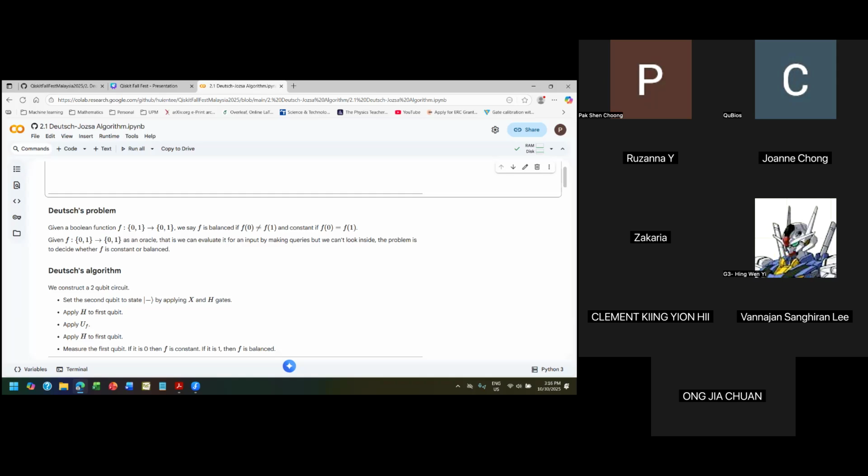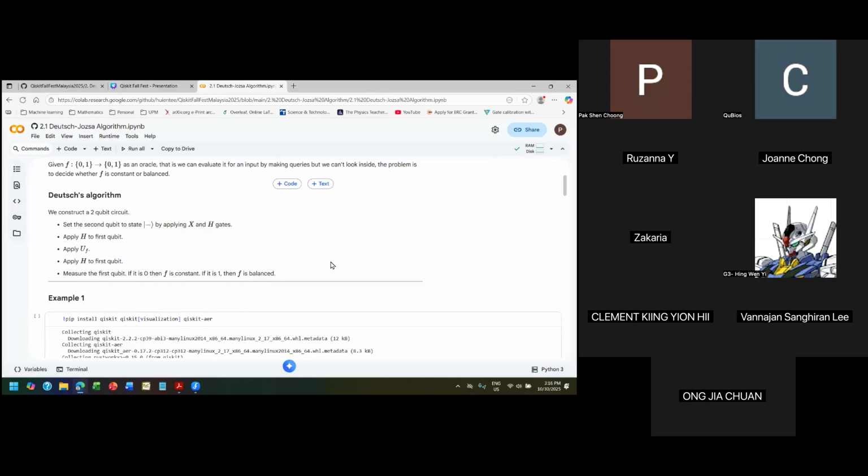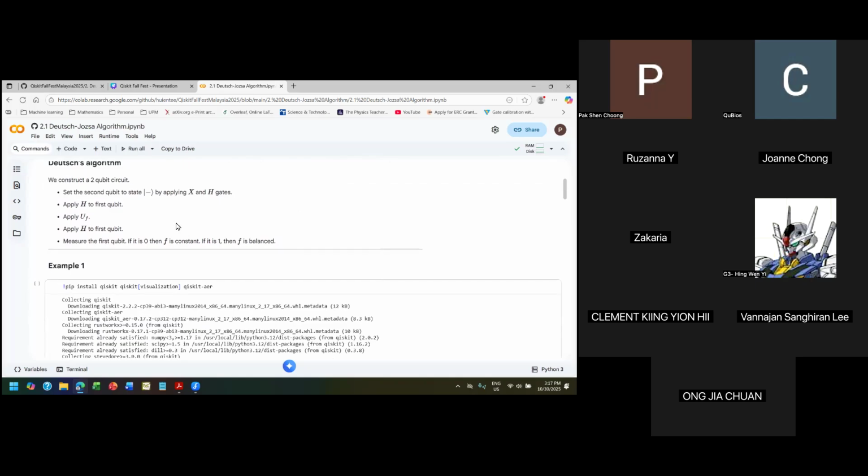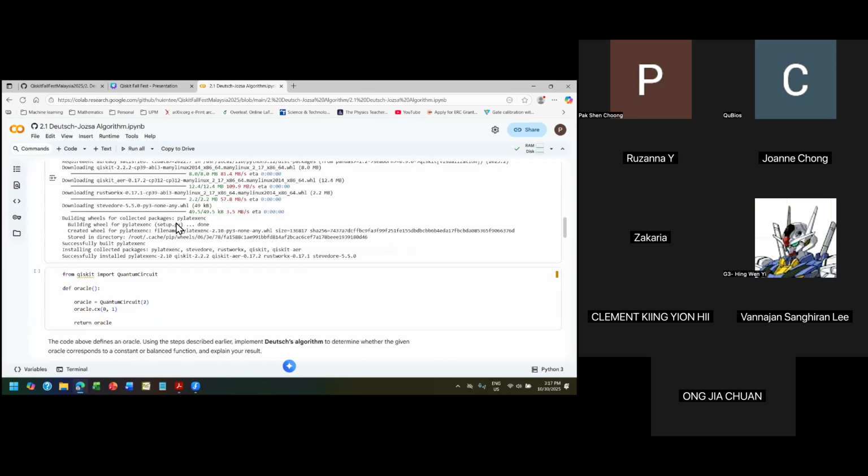But for now, we don't know whether this Boolean function is constant or balanced. Then we can use the Deutsch algorithm to query this oracle to know whether it is constant or balanced. So the steps are basically like this. I'm sure you have gone through the mathematical part just now, so I just listed out the steps over here. What you do in Qiskit is follow the steps. You can look at my example one.